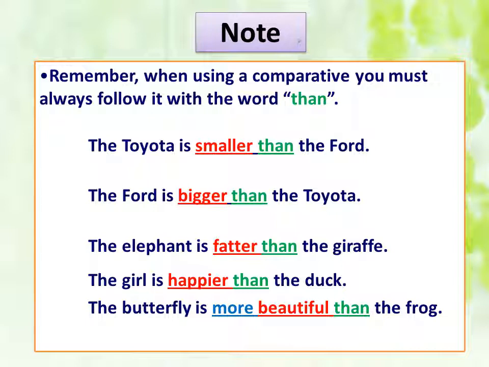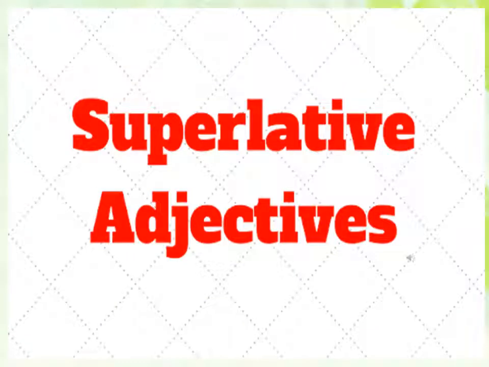Okay, just a note here. Remember when using a comparative, you must always follow it with the word than. يعني دائما خصكم تكتبوها the word than في comparative. Example: the Toyota is smaller than the Ford. The Ford is bigger than the Toyota. The elephant is fatter than the giraffe. The girl is happier than the dog. The butterfly is more beautiful than the frog. Now let's move to the superlative adjectives.